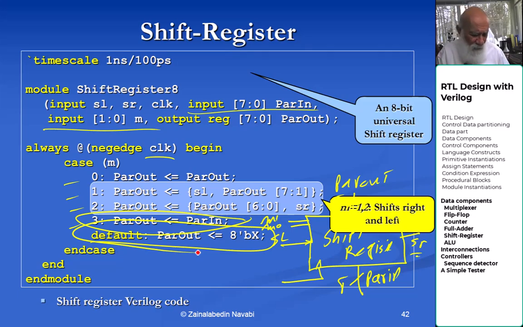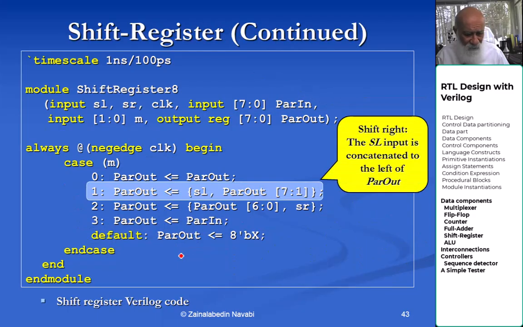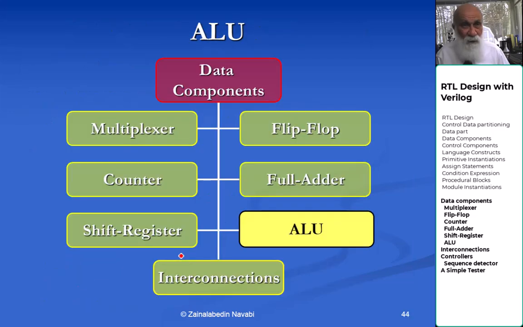What I'm doing here is I'm putting 8 X's on my par out. That is if M receives a value which is not 0 0, 0 1, 1 0, or 1 1. And default is a good thing to put in case statements. It's not required, but it's good to do that. And shifting right and left happens when mode is 1 or 2, and curly brackets are used, the concatenation operation is used.